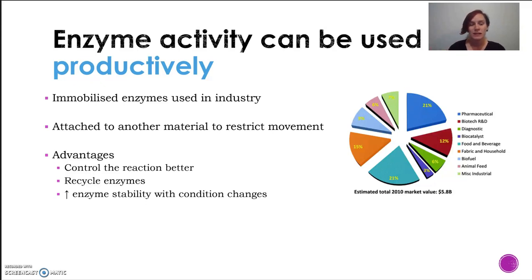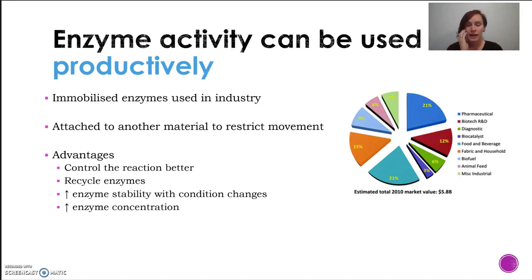You have increased enzyme stability with condition changes. If they're not in the right pH or the right temperature, you can degrade those enzymes much faster, and therefore you can't reuse them. So you want to be able to make sure, well, actually, that's not the right temperature. We'll take them out, fix the conditions, and then put them back in.